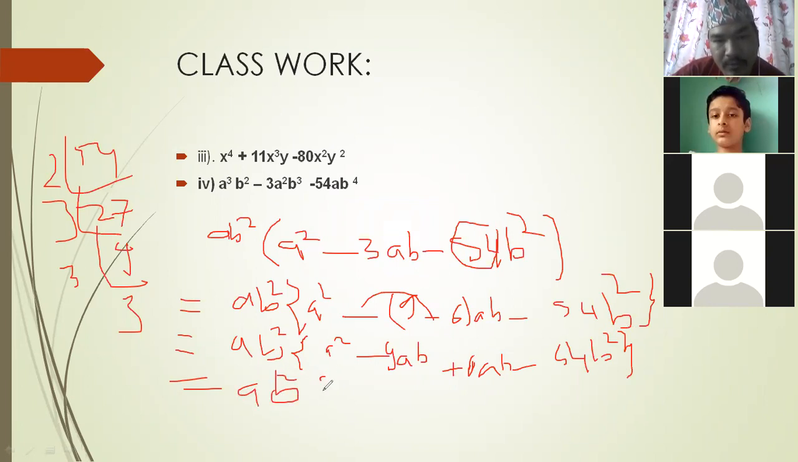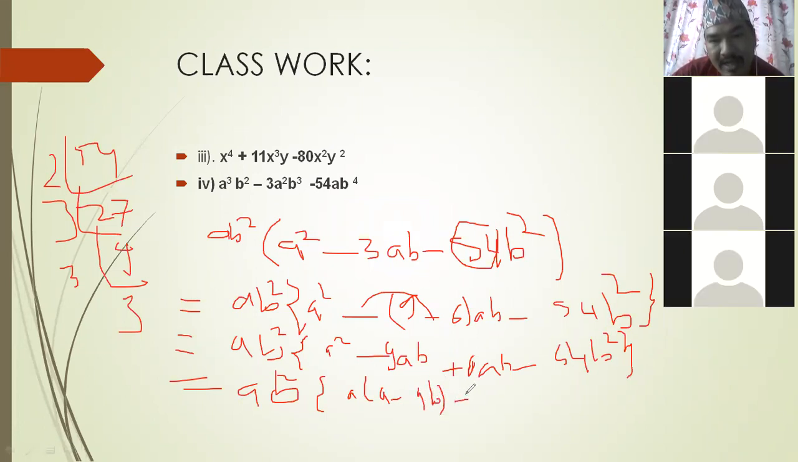Then what is common in first two terms? A common, A minus 9B left. And what is common in last two? 6 common and B also common. He also left A minus 9B. Right? Then now you can do curly bracket close. Now we have to write all the factors like this: AB square. One factor is A minus 9B.